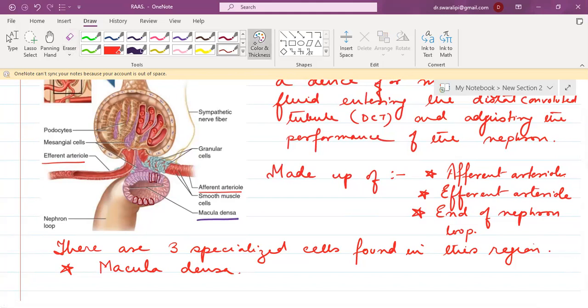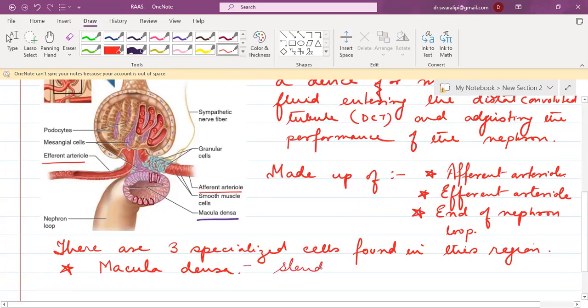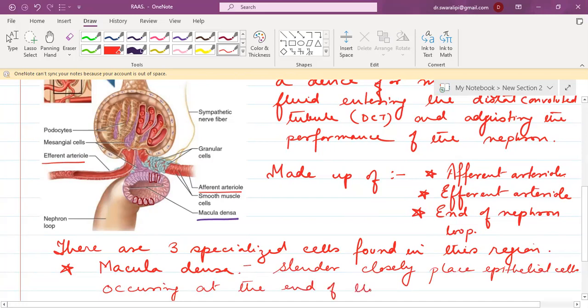So macula densa, what will we say? That macula densa, these are a patch of slender, closely placed epithelial cells, occurring at the end of the loop. Okay, understood?